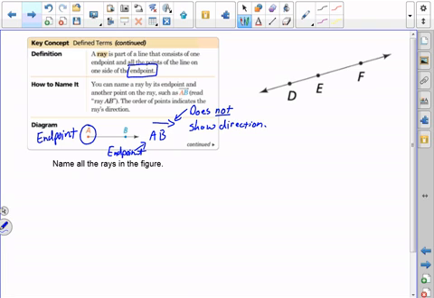So here let's name all the arrays in the figure. So let's start at point D again. So here I'm going to look at D and I'm going to go to the right because that's where my points are. So to name that, I can say array DE. So array DE.